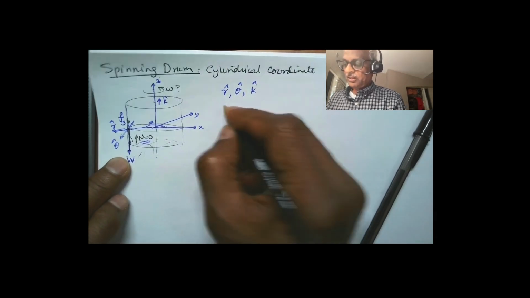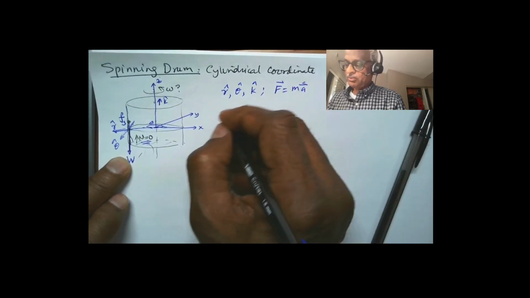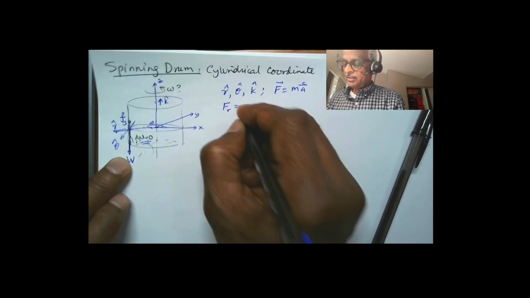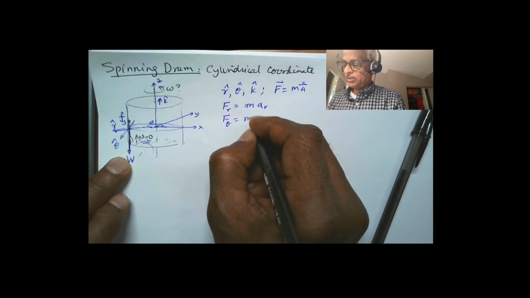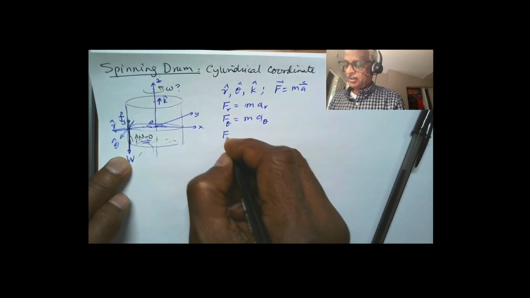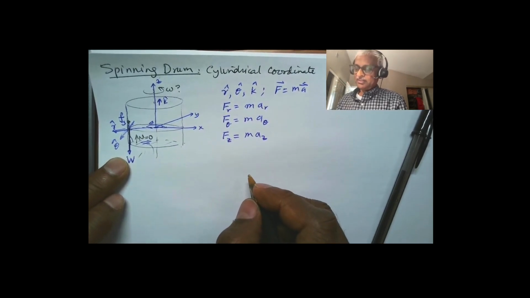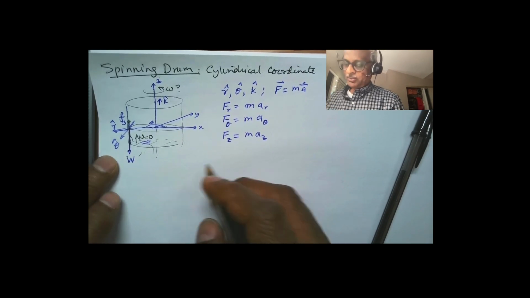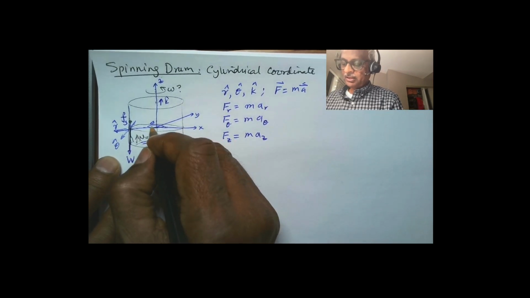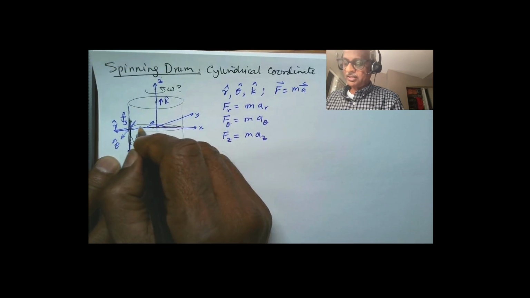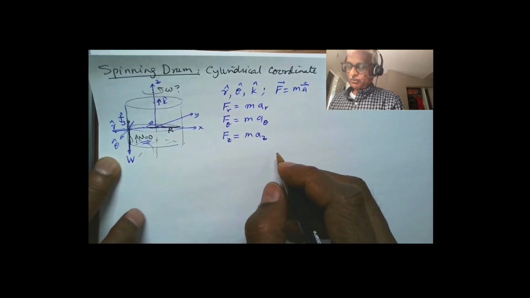So if we write down F equals ma, in these it will look like Fr equals m ar, F theta equals m a theta, and Fz equals m az, component wise. Okay, now it's going in a circle of radius r, so this is radius r.